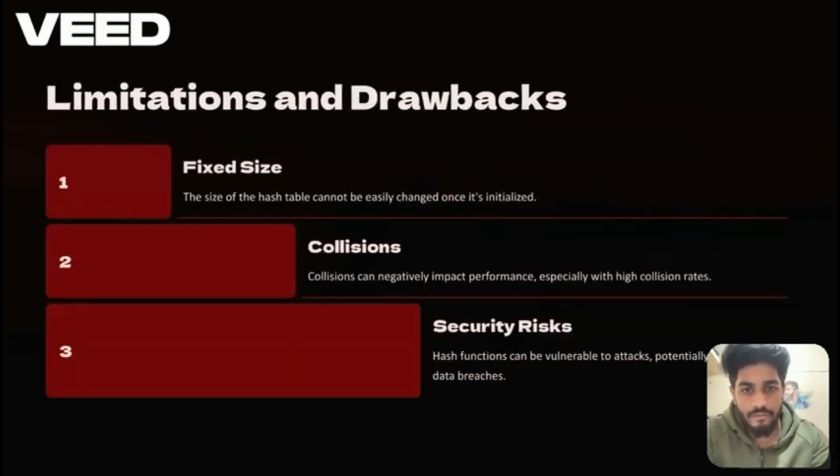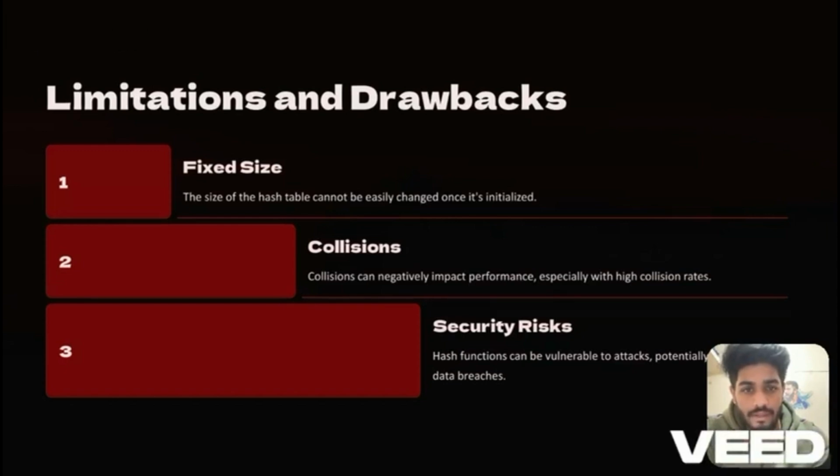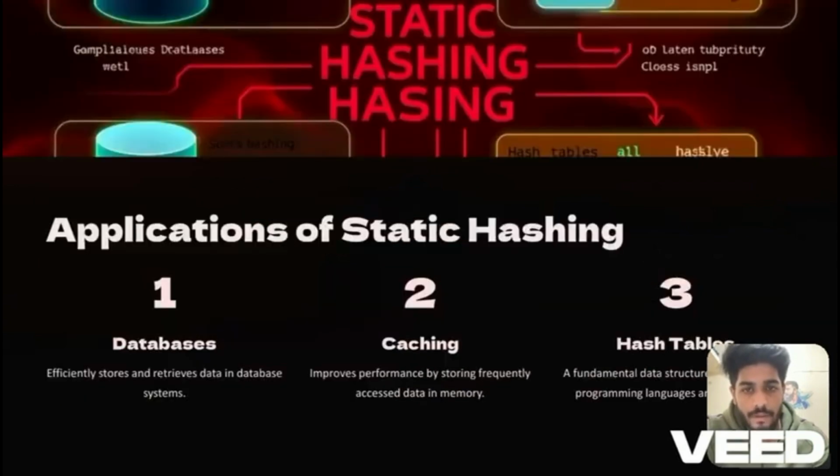Limitations and drawbacks. First, fixed size. The size of the hash table cannot be easily changed once it is initialized. Second, collisions. Collisions can negatively impact performance, especially with high collision rates. Third, security risk. Hash functions can be vulnerable to attack, potentially leading to data breaches.